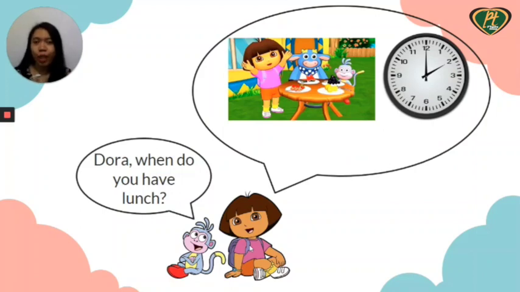Next. Dora, when do you have lunch? Let's say together. 1, 2, 3. Dora, when do you have lunch? Dora, kapan kamu makan siang? Can you guess what does Dora say? I have lunch at 2 o'clock. Let's say with me. 1, 2, 3. I have lunch at 2 o'clock.